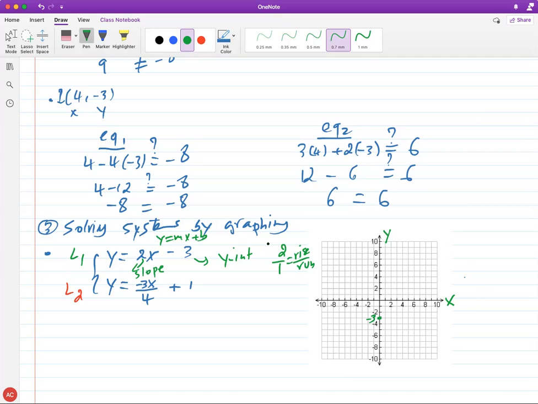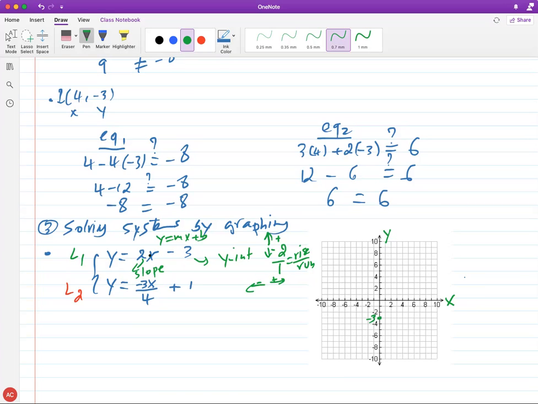This number is either up or down, and this number here is either right or left. If it's positive, we go right. If it's negative, we go left. For this one, if it's positive, we go up. If it's negative, we go down. Again, we discussed this in detail in the previous lectures. You can go back to the videos and rewatch them.